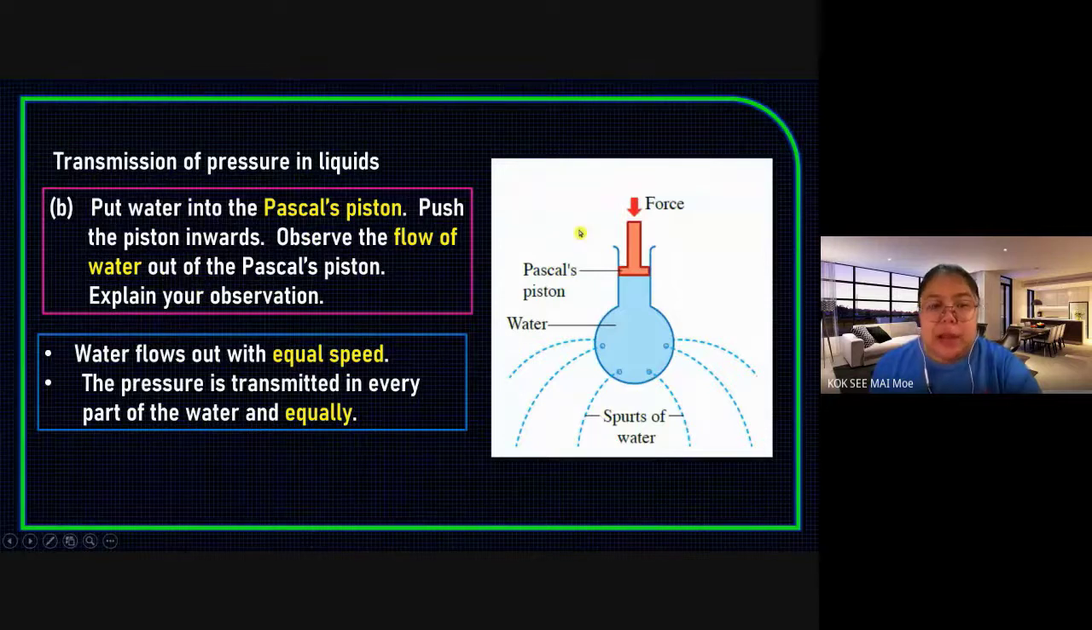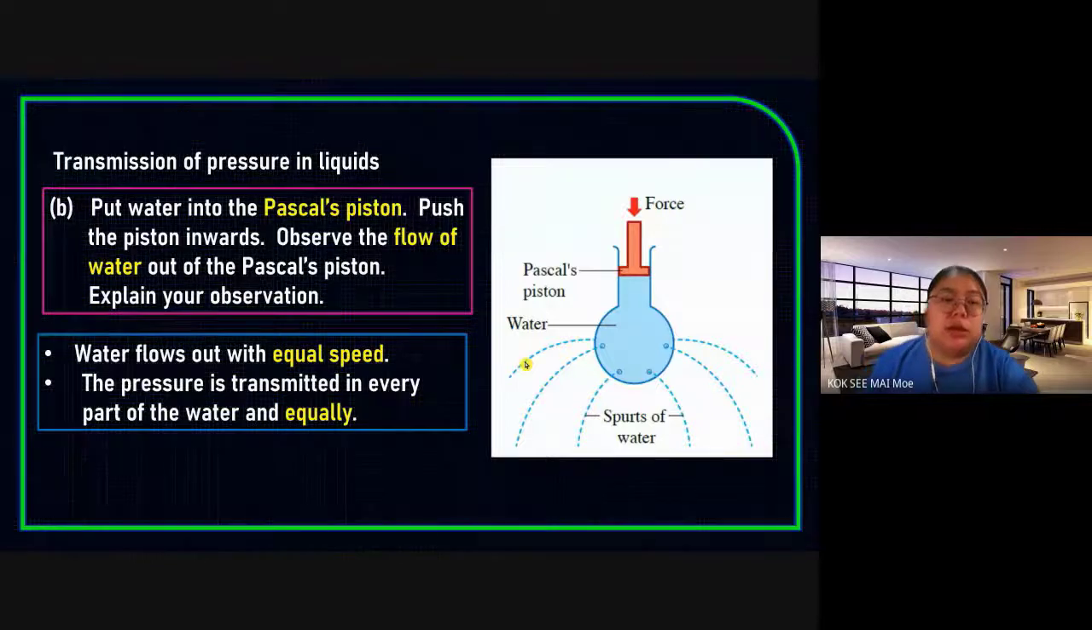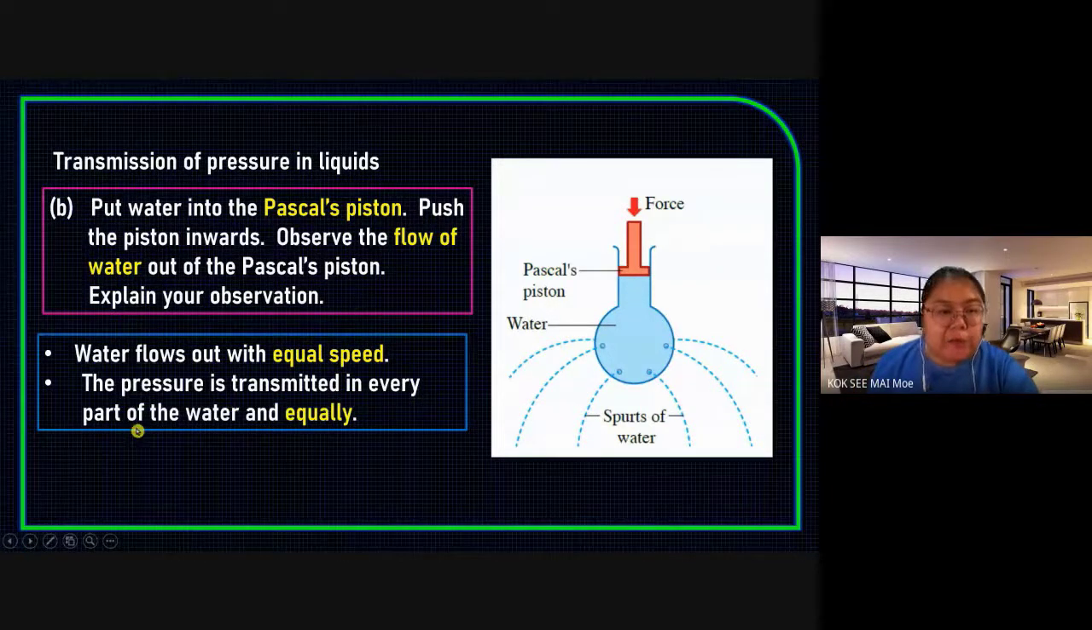So from the Pascal piston, explain why the observation becomes like this. The water flows out at equal speed. You see every speed is the same. Make sure the holes are the same size; don't tell me the hole is bigger. So every hole is the same. When I compress, the water spurts out at surely the same speed. The pressure is transmitted in every part of the water equally.